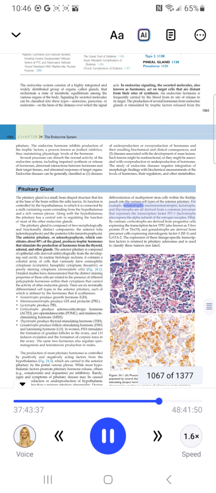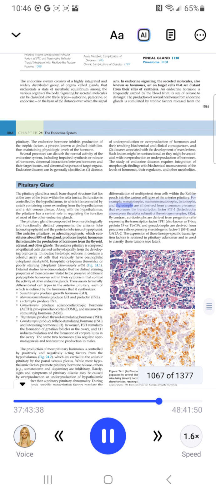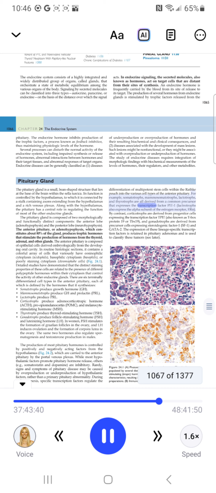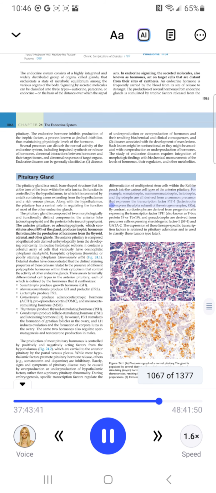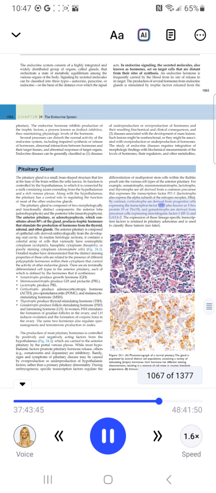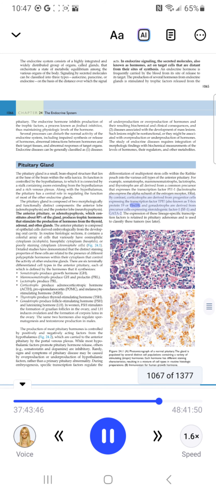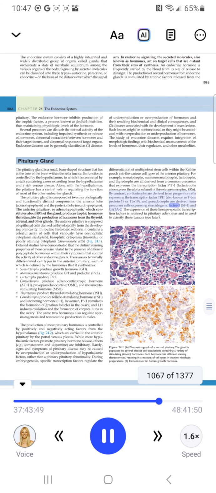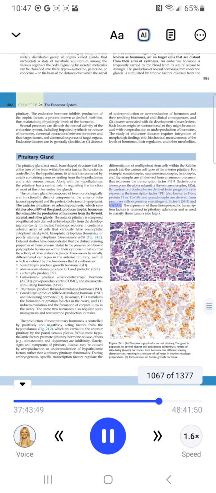For example, somatotrophs, mammosomatotrophs, lactotrophs, and thyrotrophs are all derived from a common precursor that expresses the transcription factor PIT-1. Lactotrophs also express the alpha subunit of the estrogen receptor, ER-alpha. By contrast, corticotrophs are derived from progenitor cells expressing the transcription factor TPIT, also known as T-box protein 19 or TBX19, and gonadotrophs are derived from precursor cells expressing steroidogenic factor-1 (SF1) and GATA2.